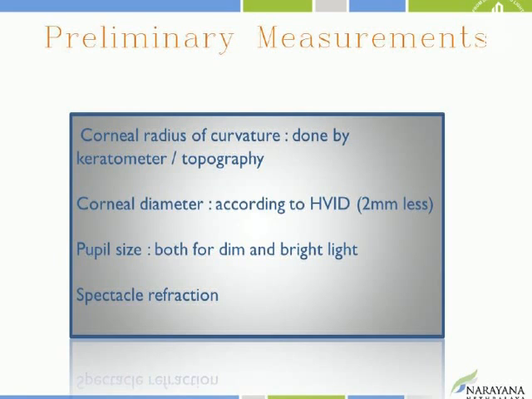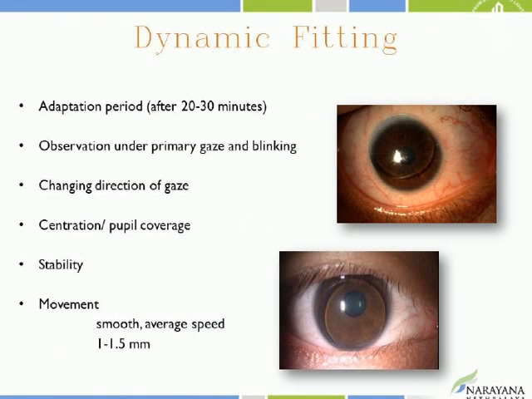Pupil size is very important. You need to assess this in bright as well as dim light, because at all points of time the RGP needs to cover the pupil thoroughly. And of course spectacle refraction, which gives you a baseline for the over refraction that you will do after fitting the RGP lens. The two parts are the dynamic and the static fitting.